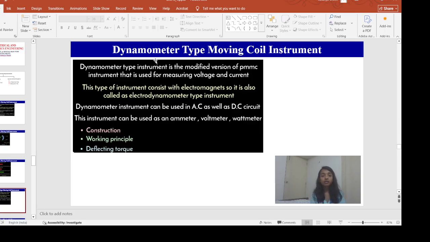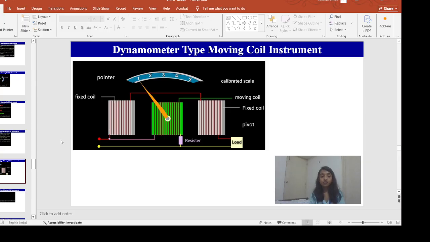Next, we will discuss the dynamometer type moving coil instrument. It is a modified version of the PMMC instrument that is used for measuring voltage and current. This instrument consists of electromagnets, so it is also called the electrodynamometer type instrument. It can be used in AC as well as DC circuits. It can also be used as an ammeter, voltmeter and wattmeter. So let us see the construction and working principle of the dynamometer type moving coil instrument.